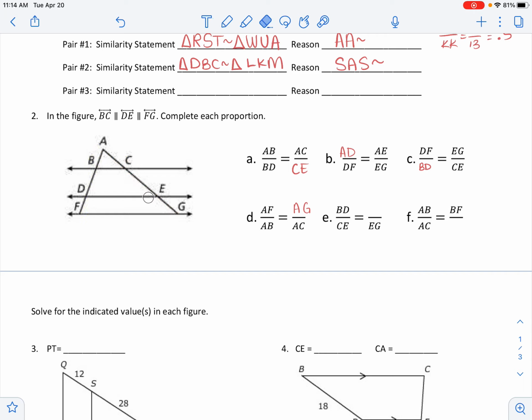All right. Next one here, we've got BD over CE. So BD is right here over CE. Okay, so now notice we're matching up across the triangle. That's okay. We just need to make sure we do that on the other one. So BD over CE equals blank over EG. What would match this pattern? That would be this side here, DF.